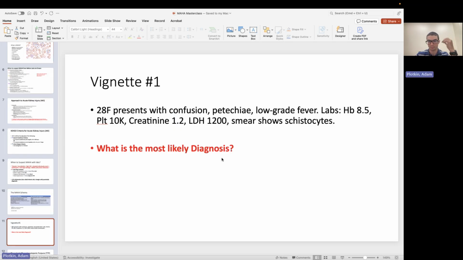We have vignette number 1. We have a 28-year-old female who presents with confusion, petechiae, and low-grade fever. The labs show a hemoglobin of 8.5. Platelets are 10,000, creatinine 1.2. The LDH is really high at 1,200, and the smear shows schistocytes. So take a second, think about what your most likely diagnosis is, pause it.